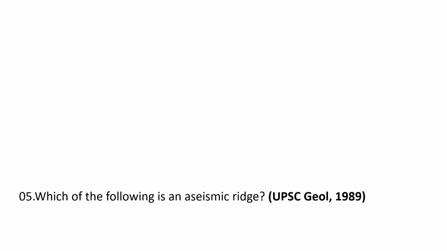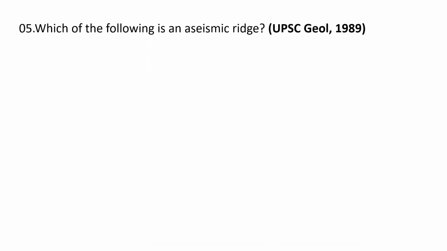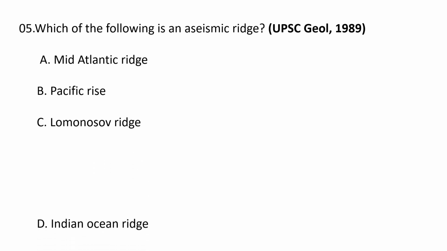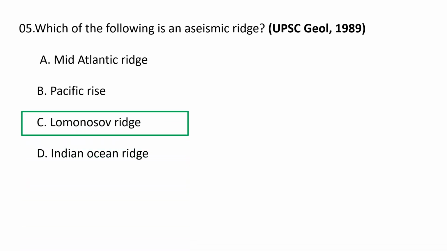Next question. Which of the following is an aseismic ridge? The choices are A. Mid-Atlantic Ridge, B. Pacific Rise, C. Lomonosov Ridge, D. Indian Ocean Ridge. So Lomonosov Ridge is an aseismic ridge, whereas in the Mid-Atlantic Ridge, Pacific Rise and Indian Ocean Ridge we can see seismic activity.